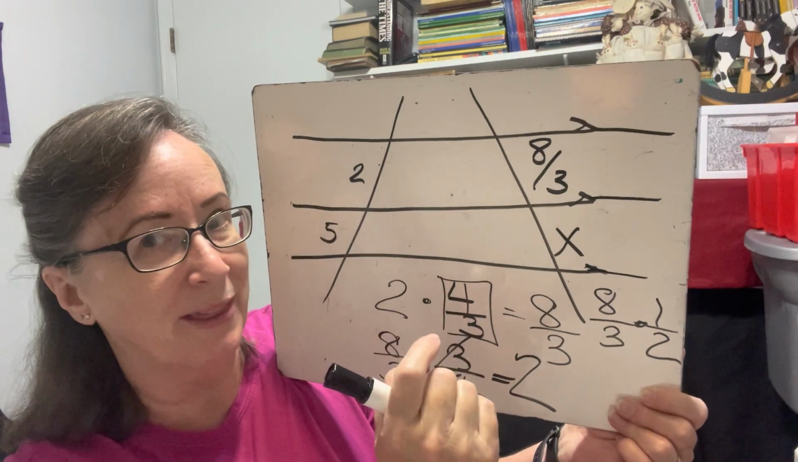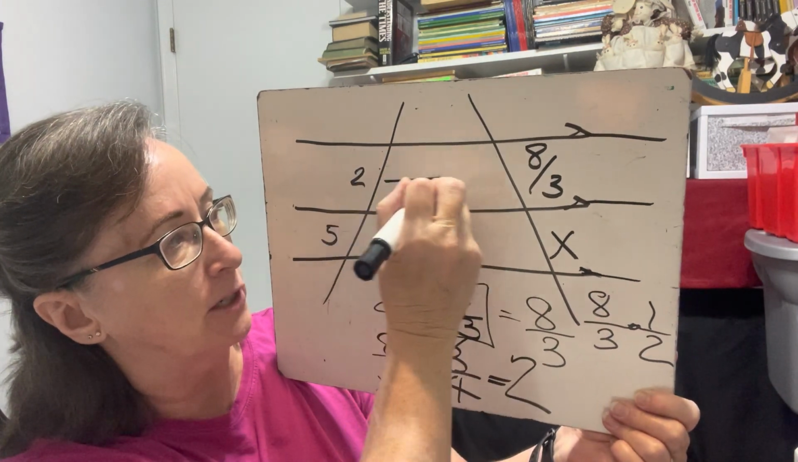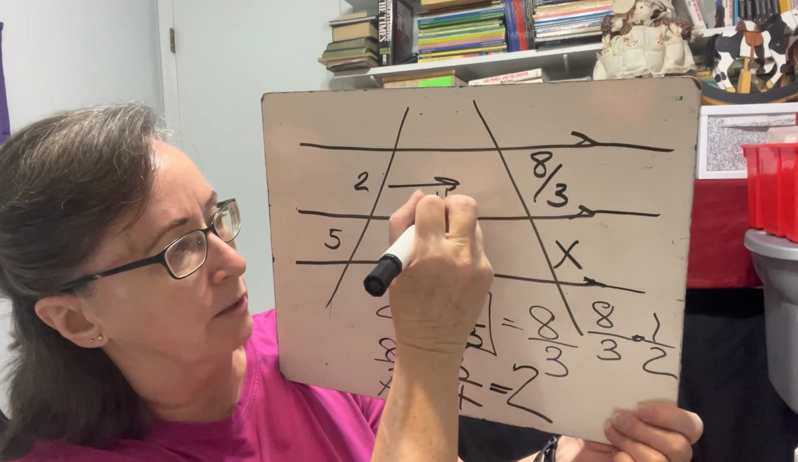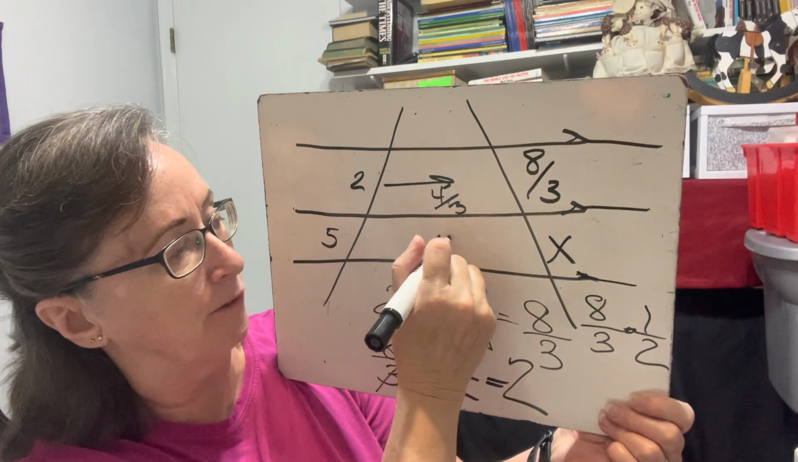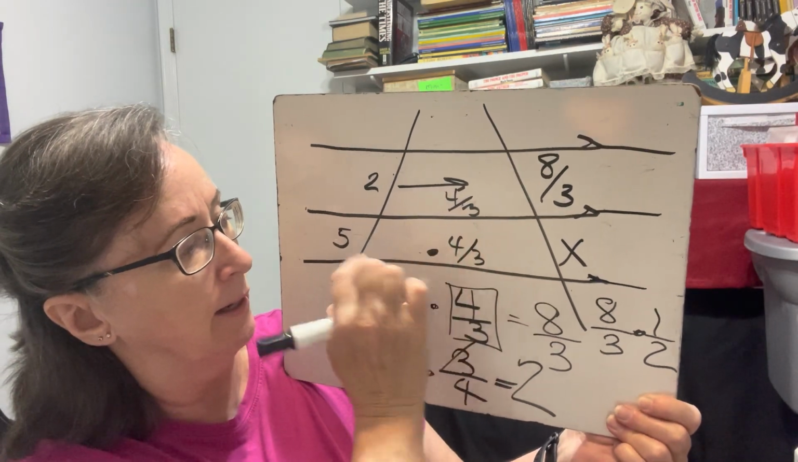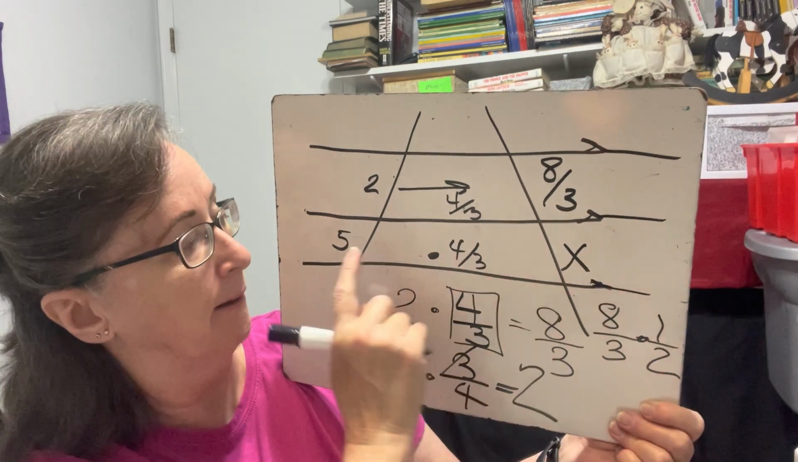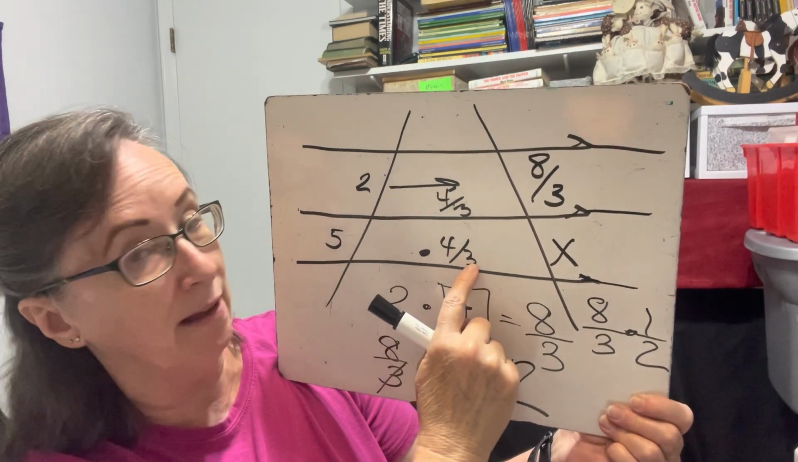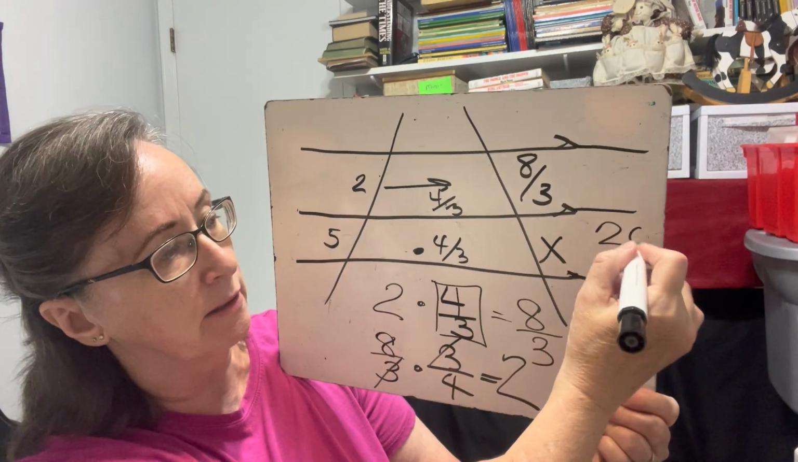The cool thing is that the scale factor stays the same. So the scale factor from here to here is 4/3. We're going to multiply by 4/3. Therefore, we use the same scale factor, and 5 times 4/3 must be X. So that's going to be 20/3, when we multiply 5 times 4/3.